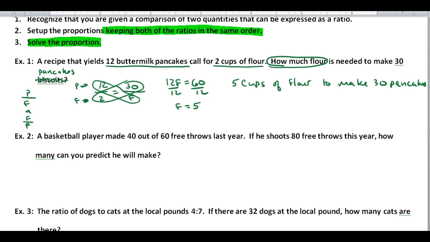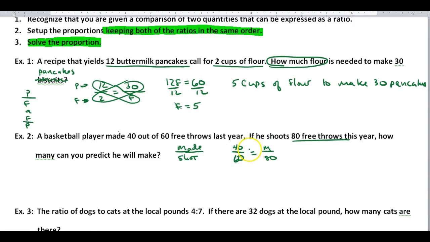Number 2. A basketball player made 40 out of 60 free throws last year. If he shoots 80 free throws this year, how many can you predict he will make? So again, we're going to figure out how we're going to write the ratio. We're going to say the total free throws made to the total free throws shot. So he made 40 out of shooting 60. That should equal, we don't know how many he makes out of 80, so we're going to put the number made out of 80.